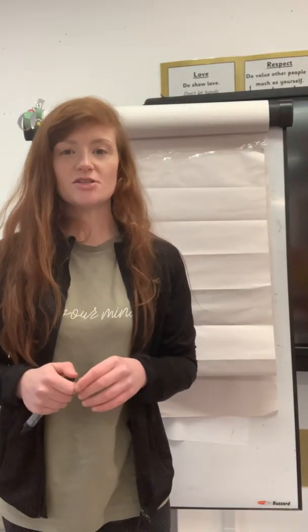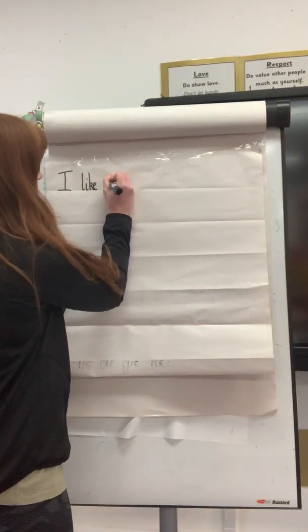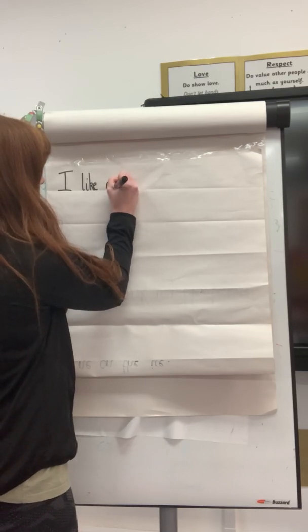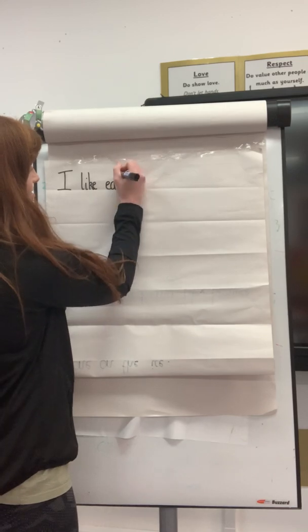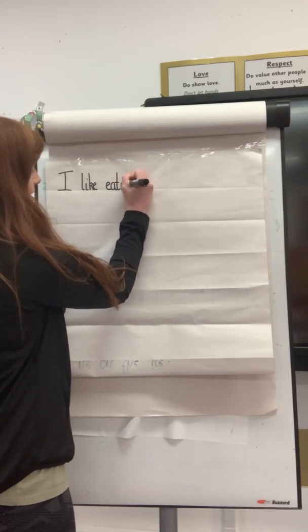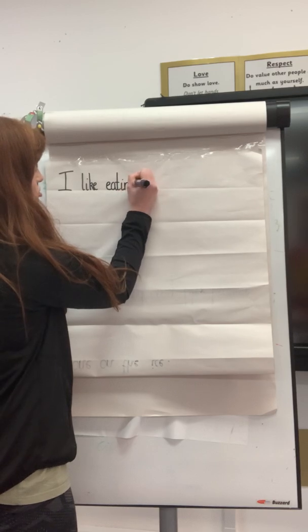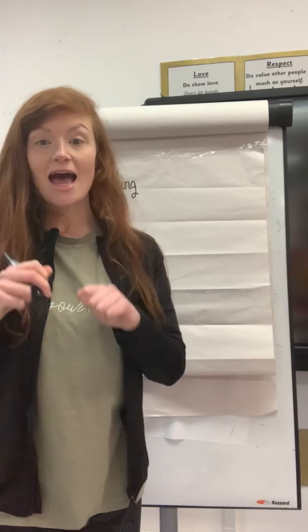I like eating. So for eating, we're using one of our E sounds, and the E we need to use for eating is the one that's E and A. So we've got our E and our A. Eating. So after that E sound, I can hear a T. And then I have the suffix ing on the end, which is I-N-G.